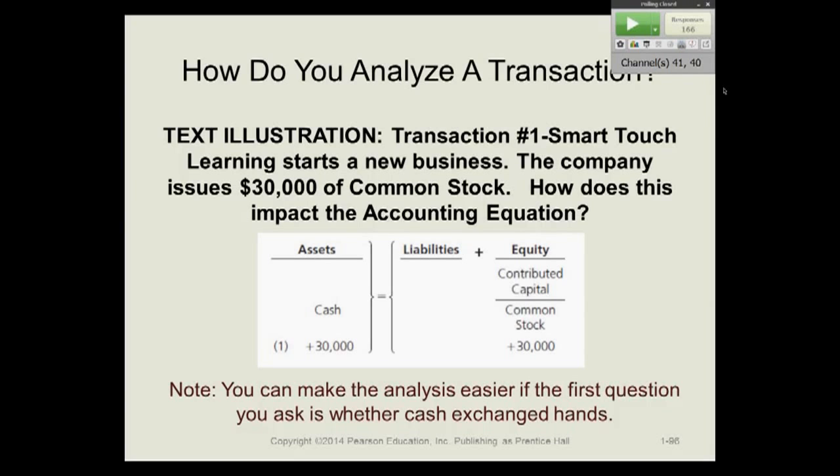And here it is. What you would do is increase the asset cash for the cash inflow and increase equity through contributed capital. So here you have an investment. It's not income, it's not revenue, but it is an inflow of assets from the investment by the owner. So that's how we could start the business. Now we could start operating.